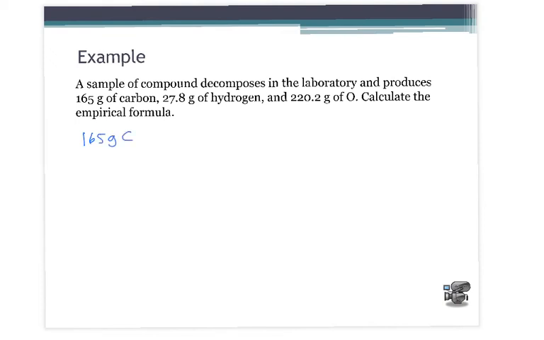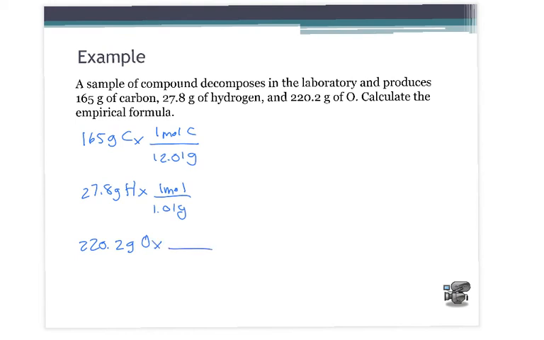So we have 165 grams of carbon, and we want to figure out the number of moles of that. There's 12.0 grams of carbon for every 1 mole of carbon. And then we have 27.8 grams of hydrogen, and we have 1.01 grams of hydrogen for every 1 mole of hydrogen. And then we have 220.2 grams of oxygen, and we have 16.00 grams of oxygen for every 1 mole.